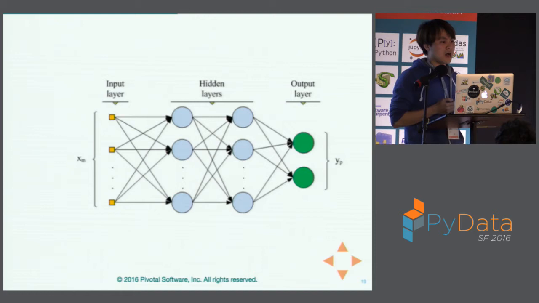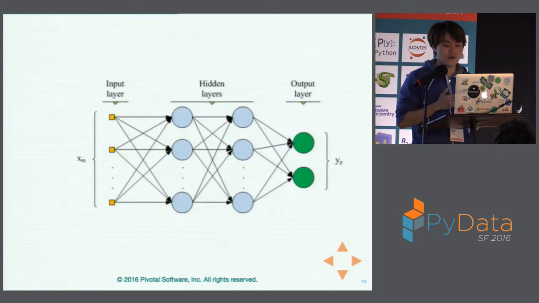To create our models, I use Keras. Keras is a deep learning library written in Python that can run on top of either Theano or TensorFlow. Keras is especially designed for fast prototyping. If you haven't used it so far, you should check it out. It's a really cool library.